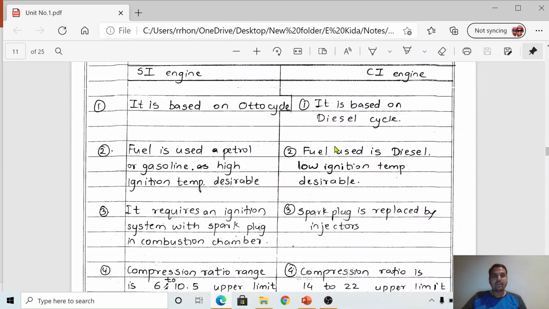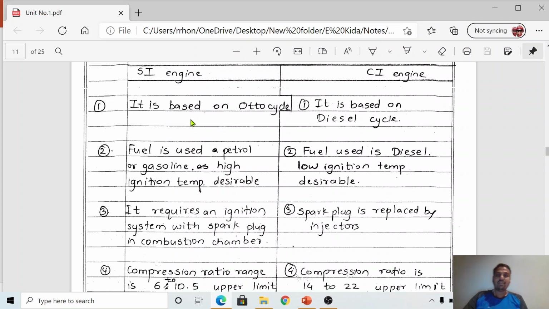So, dear friends, in the last few lectures, we already discussed the spark ignition engine and the compression ignition engine. We already discussed all the details about it. Today we are going to understand a very important concept, that is the basic difference between the SI, that is spark ignition, and CI, that is compression ignition engine. One by one we will understand these differences. In different examinations, questions will be asked on this difference, so this question is very important from the exam point of view.